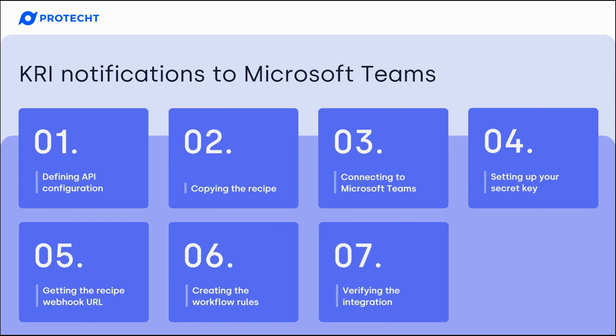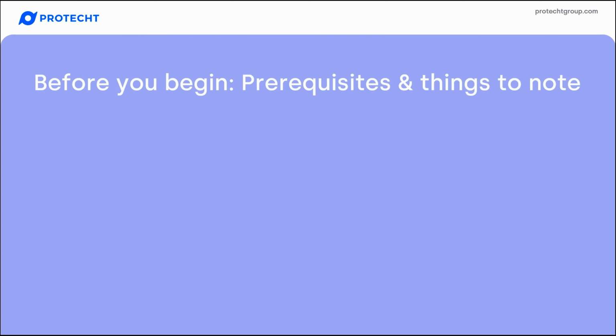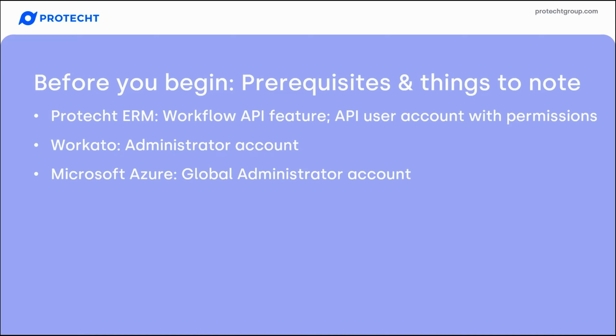Now, before you begin, there are a few key things to note. We're providing this content to help technical users implement integrations using RESTful APIs and an iPaaS platform. You will need administrator level access and skills in Workato, Protecht ERM and Microsoft Azure. In Protecht ERM, the Workflow API feature must be enabled. We'll check for this at the beginning of the next section.